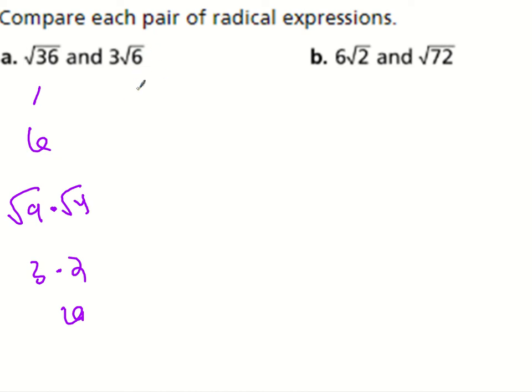The square root of 6, I cannot break down anymore. So therefore, this is 3 times the square root of 6. This is going to be an irrational number because this is not a perfect square. There are no perfect squares in this, so these are not equivalent, and I cannot make them equivalent.